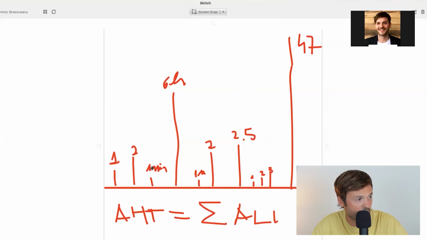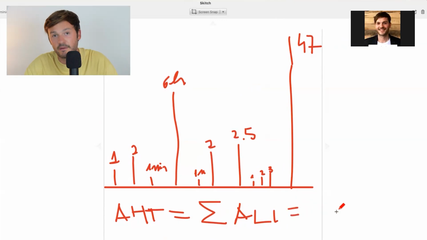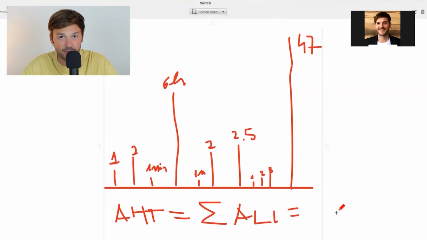So 1 hour plus 2 hours plus 1 minute plus 6 hours plus 1 minute plus 2 hours plus 2.5 plus 1 plus 1 plus 2 plus 3 plus 47. And the result is going to be, as you guessed it, a bit skewed. Or if you haven't guessed it, the average here is going to be huge. And the reason why is because of these two, this 6 and this 47.